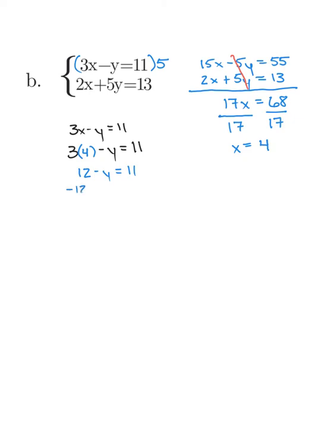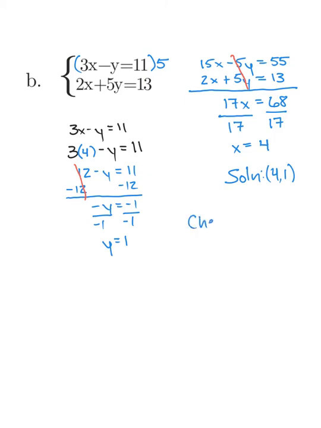I can subtract 12 from both sides, giving me -y equals -1. And I can divide by -1, giving me y equals 1. So my solution is 4, 1. If we check this, let's go ahead and plug both of these numbers back into both equations.